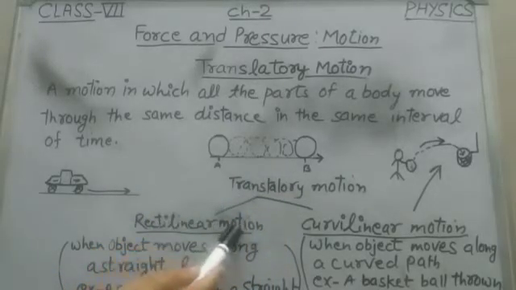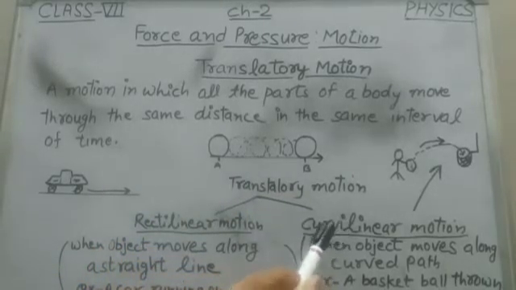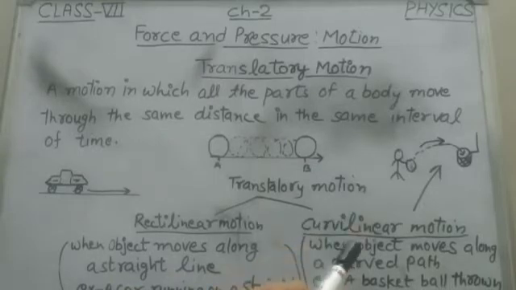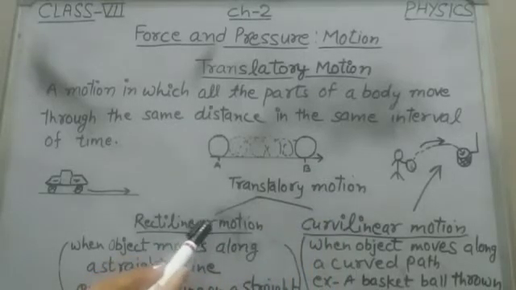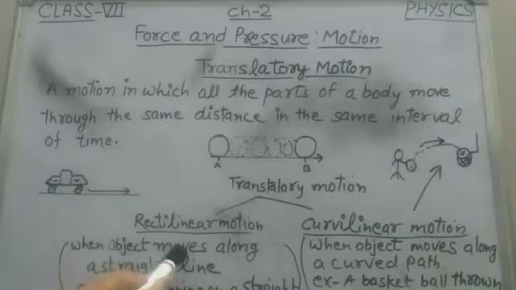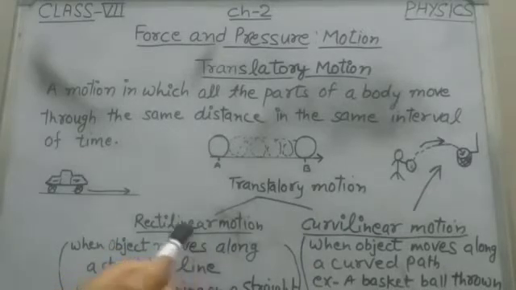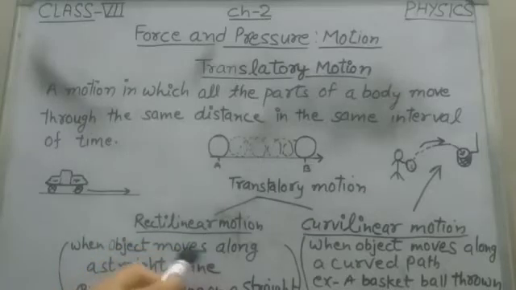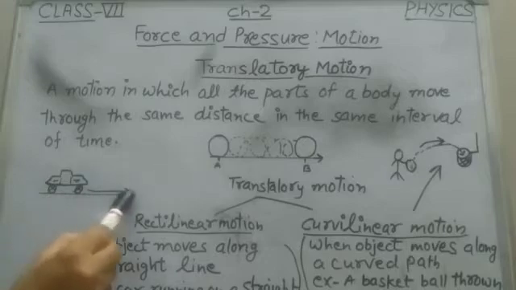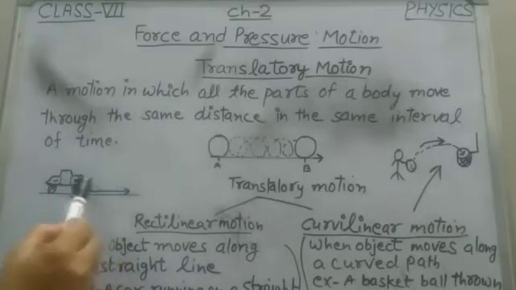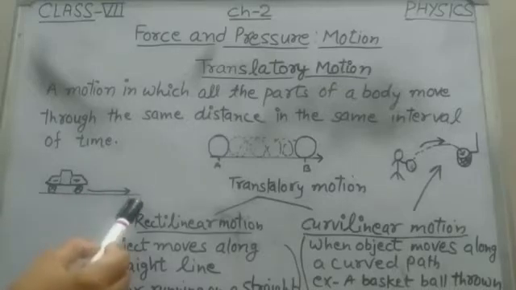First one is rectilinear motion and another is curvilinear motion. Rectilinear motion is when an object moves along a straight line. It is known as rectilinear motion. For example, a car running on a straight road. This will be called rectilinear motion.